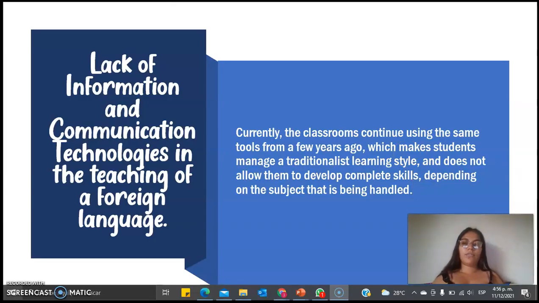Okay, the statement of the research was the lack of information and communication technologies in the teaching of a foreign language. Currently, the classrooms continue using the same tools from a few years ago, which make students manage a traditionalist learning style and doesn't allow them to develop complete skills depending on the subject that is being handled.